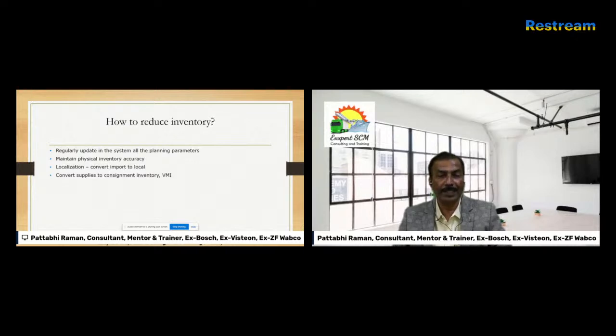Then we can also work with the vendors and try some inventory management techniques like consignment inventory, in which you can make your suppliers, not all suppliers will agree to this, store their inventory in our premises, and it's under their ownership. But once the billing or consumption takes place, then the payment happens or GRN happens.